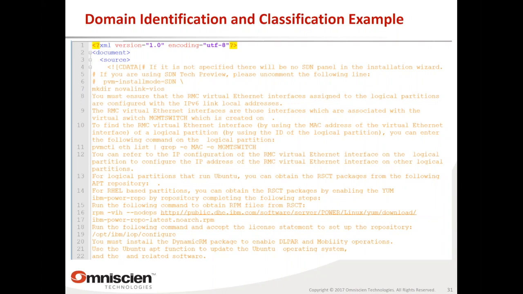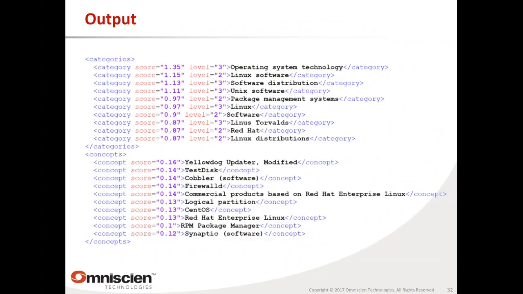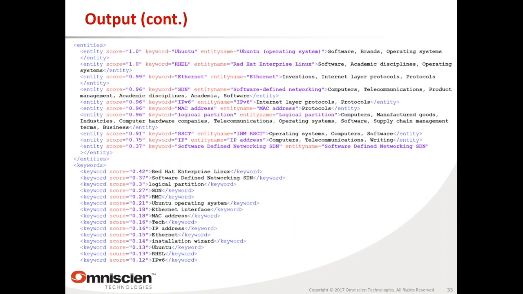Now, as an example of domain identification and classification, here's a piece of content that was downloaded from the IBM website. Now, this has some base data. The whole example is about 35 lines of content, so it's not very long. And this is readily available on IBM's website right now. Just with that 35 lines, our language ID was able to extract this kind of information. So it's operating system technology, Linux software, package management systems, and various other categories. It's able to extract concepts, such as commercial products based on Red Hat Enterprise Linux, those kinds of things.